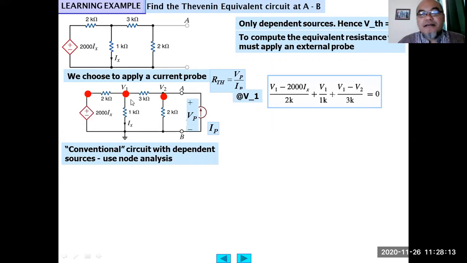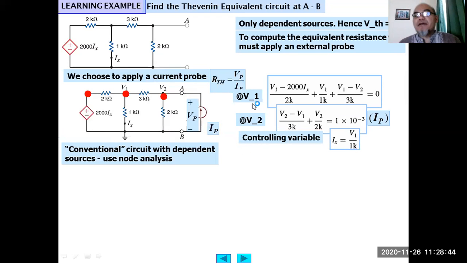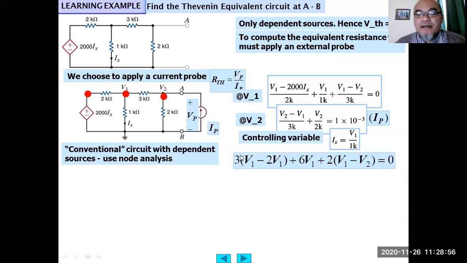At V1: (V1 minus 2000 Ix) divided by 2K, plus (V1 minus 0) divided by 1K, plus (V1 minus V2) divided by 3K equals 0. At V2: (V2 minus V1) divided by 3K plus (V2 minus 0) divided by 2K equals Ip, which is 1 milliampere, since we apply a 1 milliampere current source. The controlling variable Ix is the current flowing through this 1 kilo ohm, equal to V1 divided by 1K. From here we simplify further.